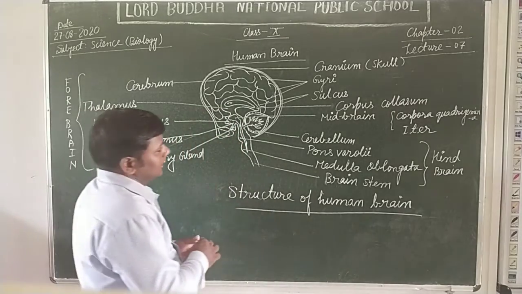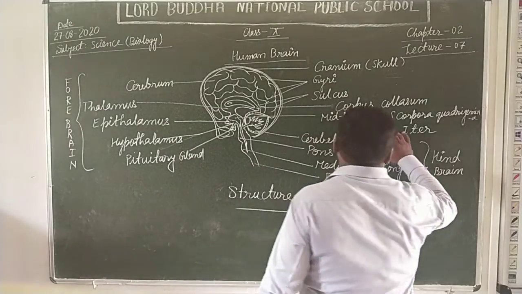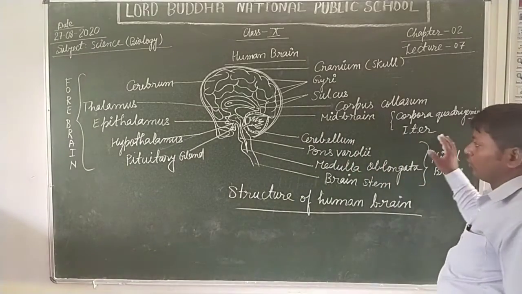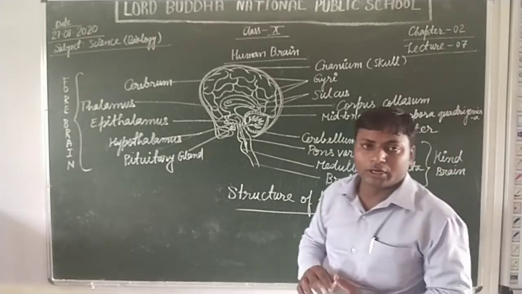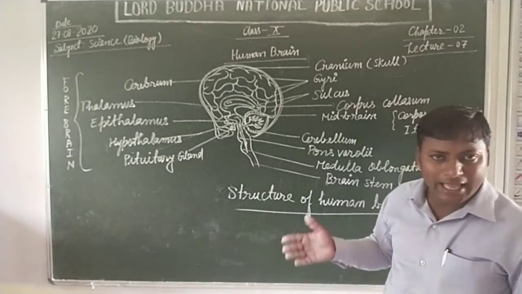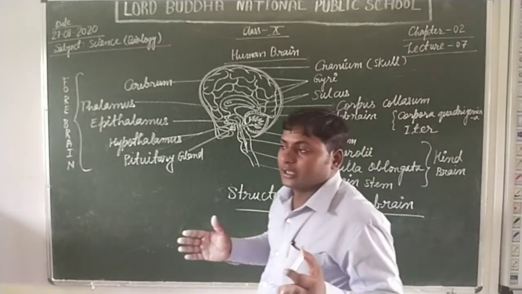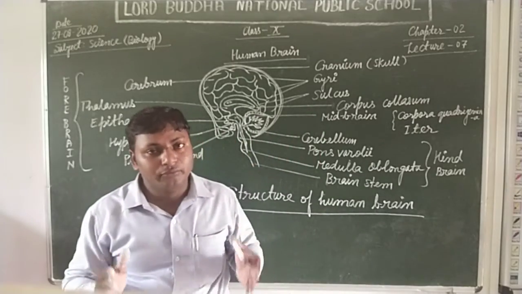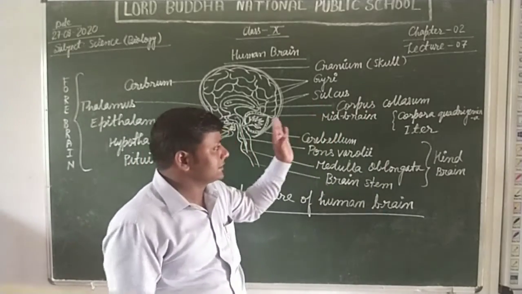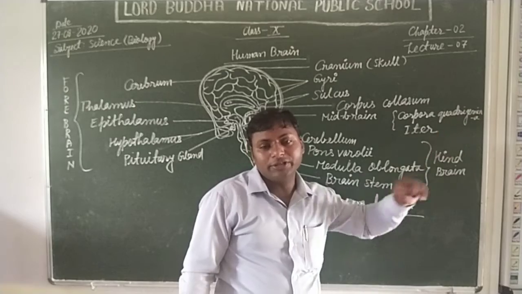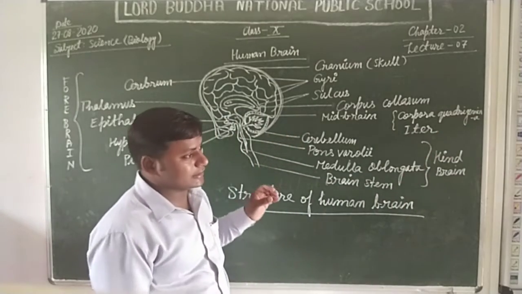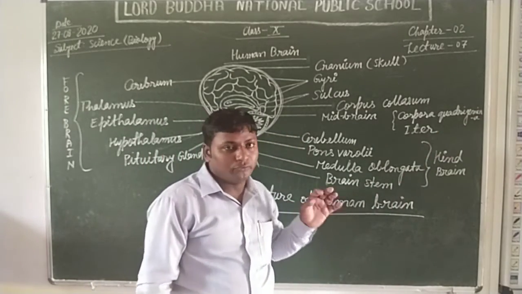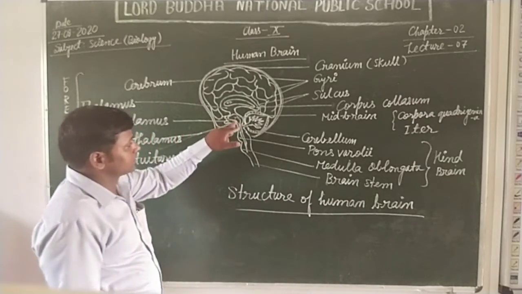Now students, let us go on to the midbrain. Midbrain has 4 lobes that are called corpora quadrigemina. These lobes help in providing the ability of vision. That's why this is called the site of vision. Yes students, it is the site of vision and it is the control center of vision.